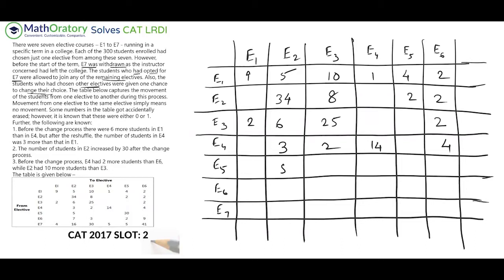We have a 5 here and a 30 here. We have a 7, 3, 2, and 9. We have a 4, 16, 30, 5, 5, 41. Now, as matrices go, the totals are important. So first of all, the grand total is 300.